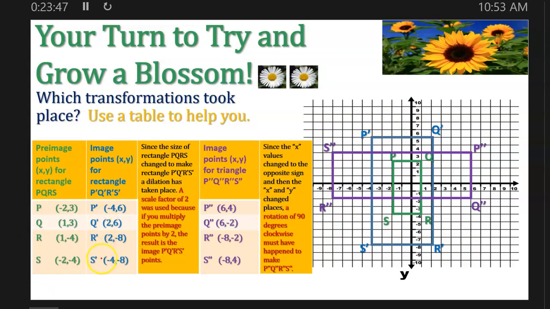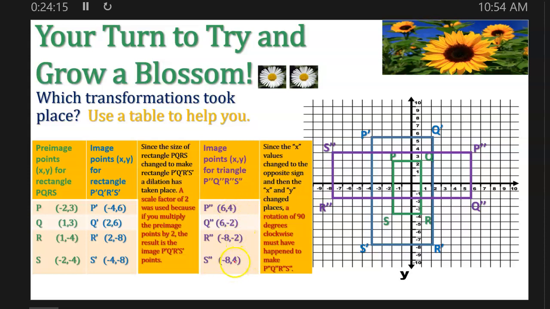And this rectangle here, because it's bigger, we know it had to have been dilated. And if you work out the points, a scale factor of 2 is used, because if you multiply the green points times 2, you're going to get the blue points. So we know that it definitely dilated. It was a bigger rectangle, and it was dilated with a scale factor of 2. Now, once it did dilate, we have now changed it once again.